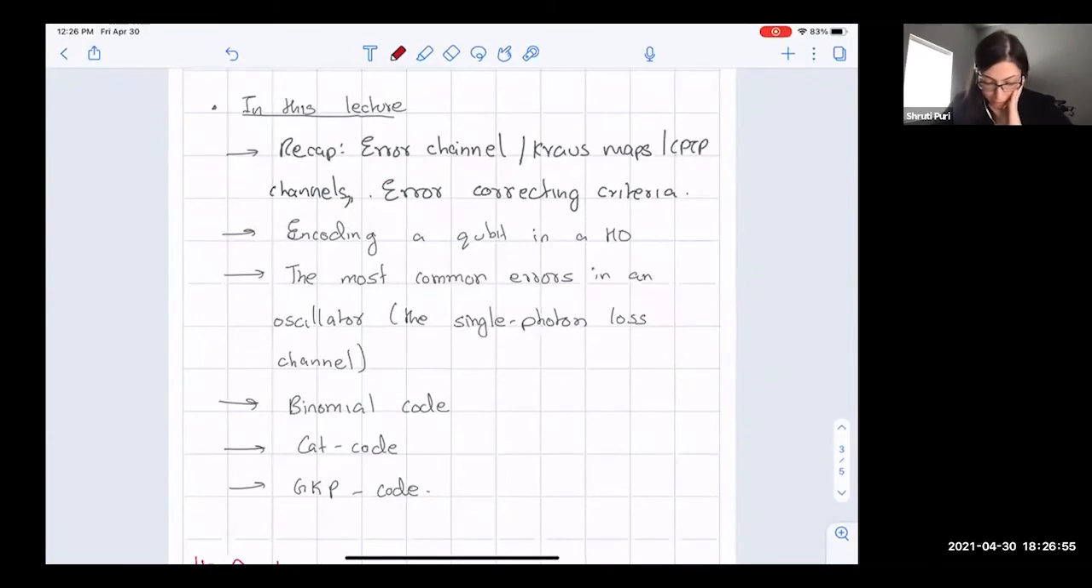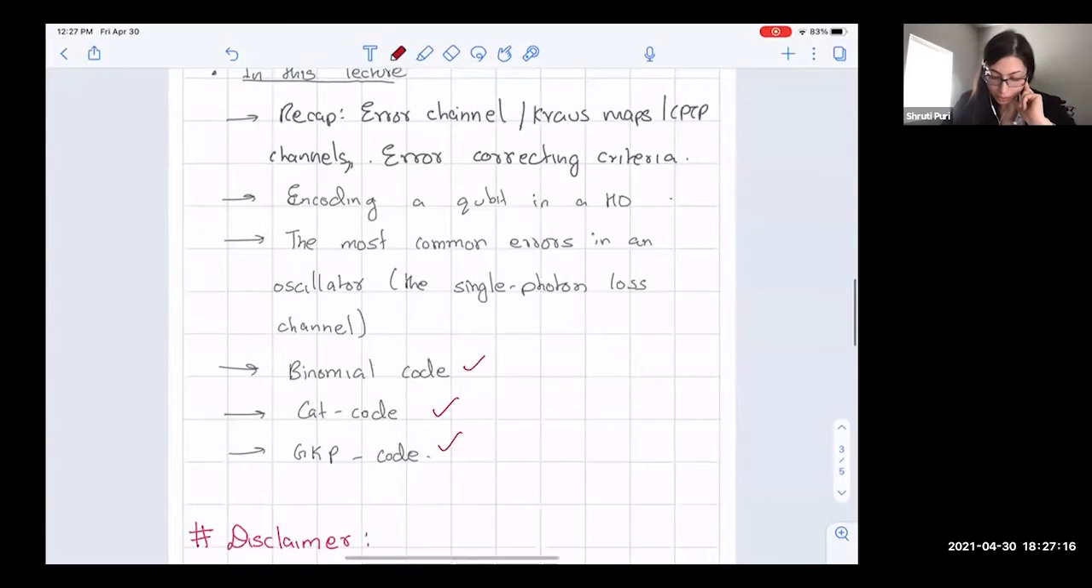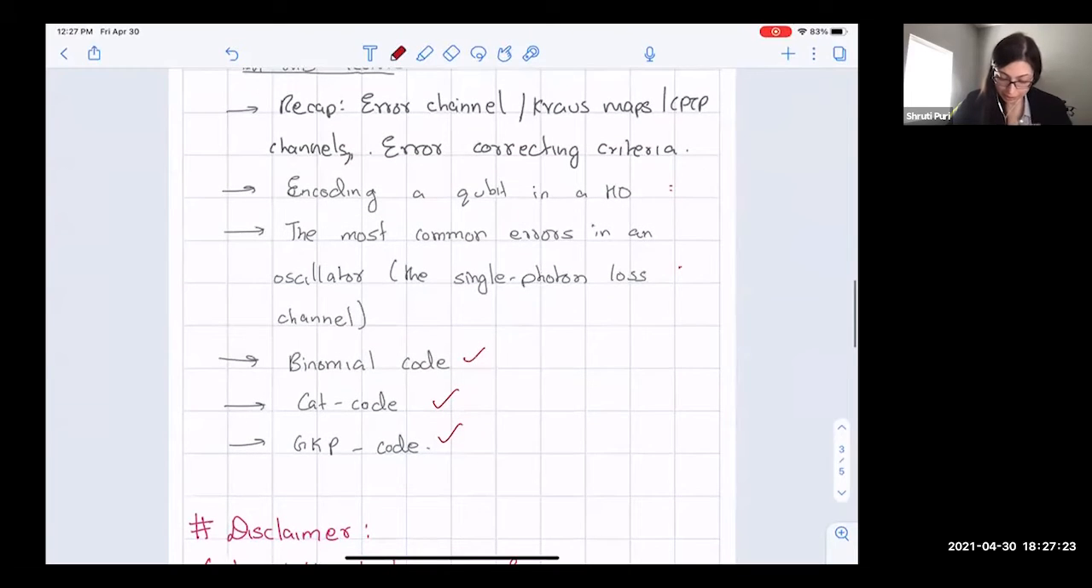Okay, so now we're going to start looking at these codes. The three main codes that I will try to cover today are the binomial code, the cat code, and the GKP code. I'm going to start with a quick overview of error channels and error correcting criteria in case you missed one of the early lectures. I think Ken Brown talked about this. Then I'm going to tell you how you can encode a qubit in the harmonic oscillator and what types of errors we can get.